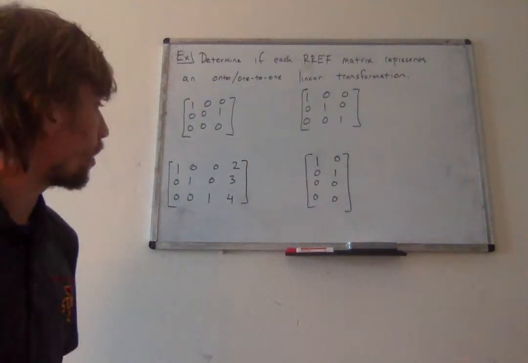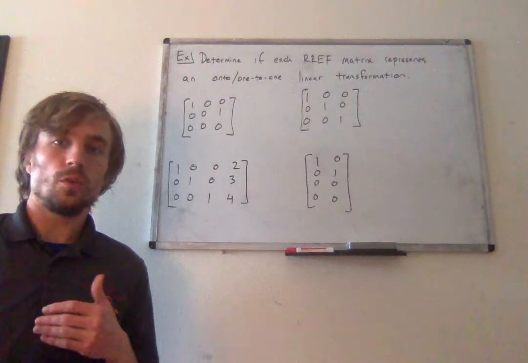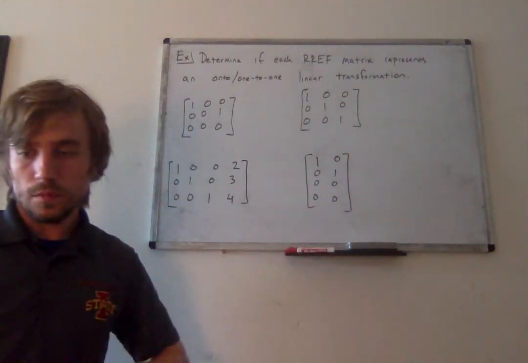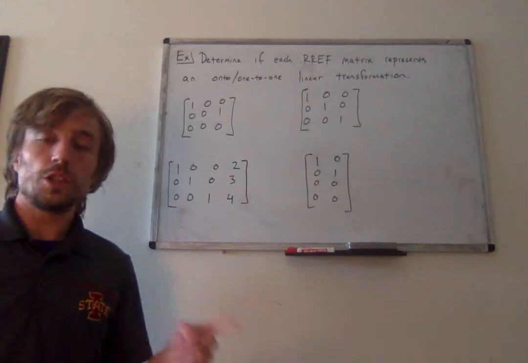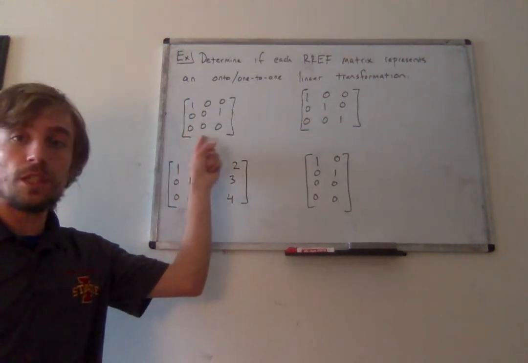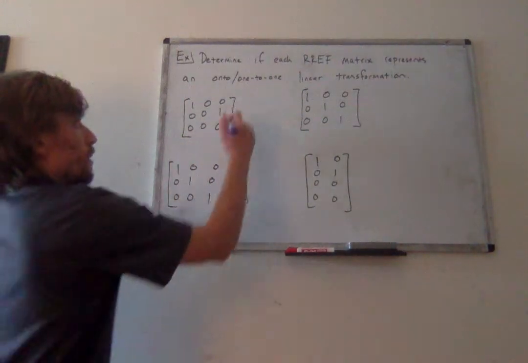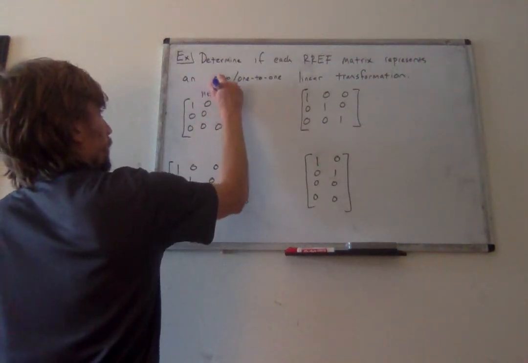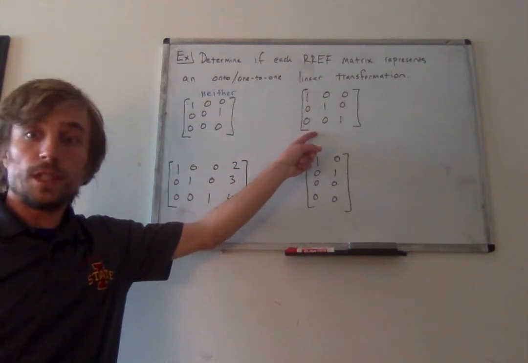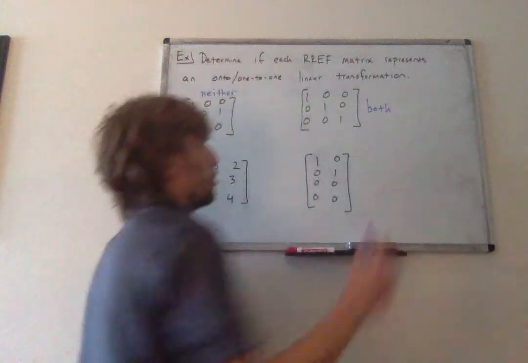All right, so each of these is an RREF matrix, and determine if each one represents onto or one-to-one. All right, so remember onto is that we have a pivot position in each row. One-to-one, we should have no free variables. So this first matrix has no pivot position in row 3 and a free variable in x3. So this is neither. Next, this matrix has a pivot position in each row, no free variables, and so this is both one-to-one and onto.